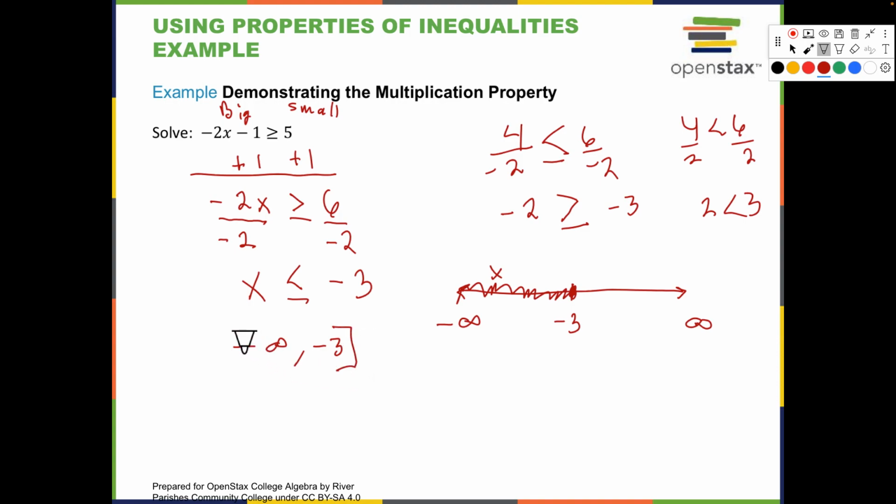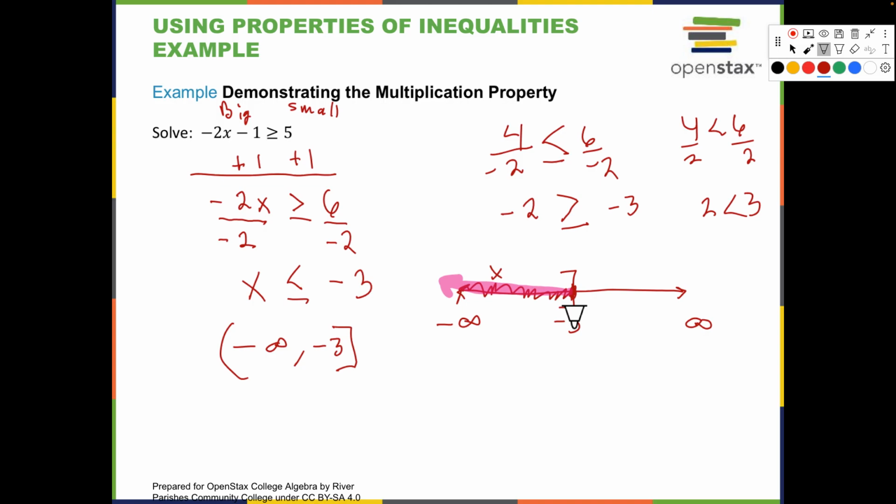The squiggle line is everything that's included in it. Yeah. Maybe I should do something like this and we'll shade it in. We're including all of this, and we keep going. This side over here is not included. And so we'll use a bracket for the -3 because it is included, and we're good.